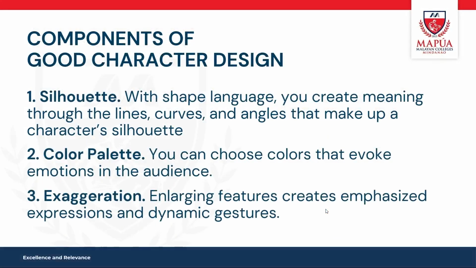So let's sum it up. There are three major components for a good character design. First is the silhouette. Use shape language to create meaning through the lines, curves, and angles. Second is the color palette. Choose the colors to invoke emotions in the audience. And third is exaggeration. You enlarge certain features to emphasize them as well as to create dynamic gestures.